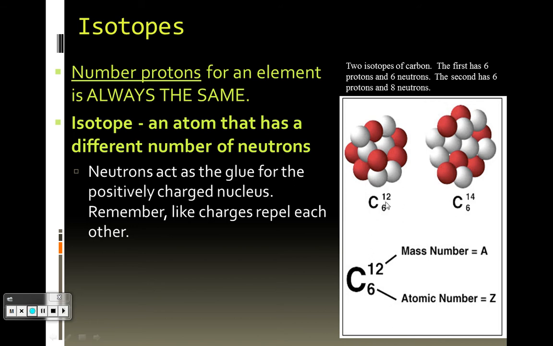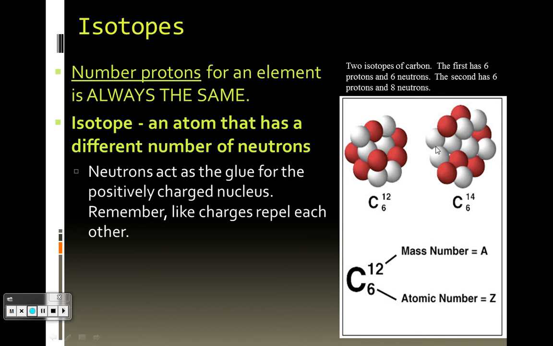Here's two examples of two different carbon isotopes, is what you would call them. A carbon atom will always have 6 protons, but in this first case it has 6 protons and 6 neutrons to glue it together. And in the second case it's got still just the 6 protons, but it's got 8 neutrons to glue it together. Those are going to be two different isotopes of carbon.